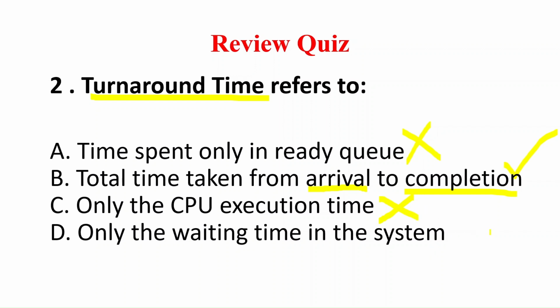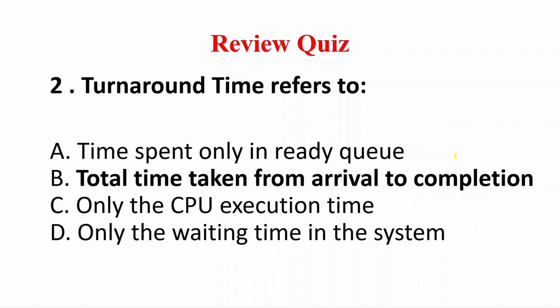Or only the wait time? No, it is called wait time. So the summation of option C and D, that is the burst time and wait time, gives the turnaround time. So the option is B. Turnaround time refers to total time taken from arrival to the completion.